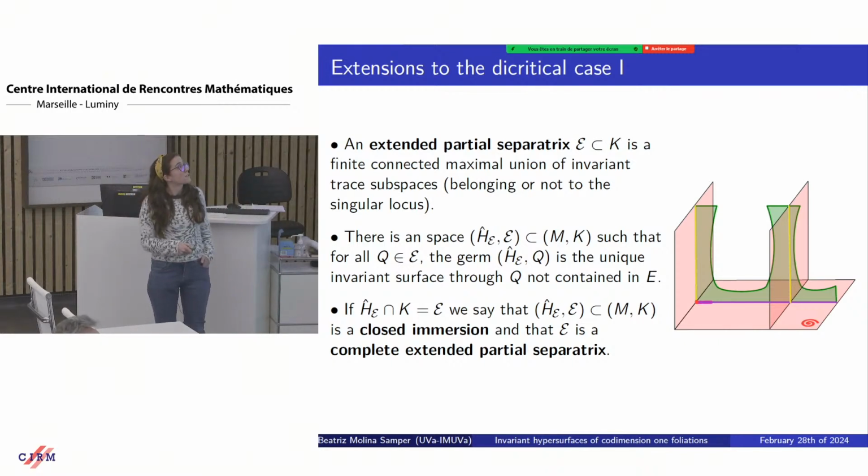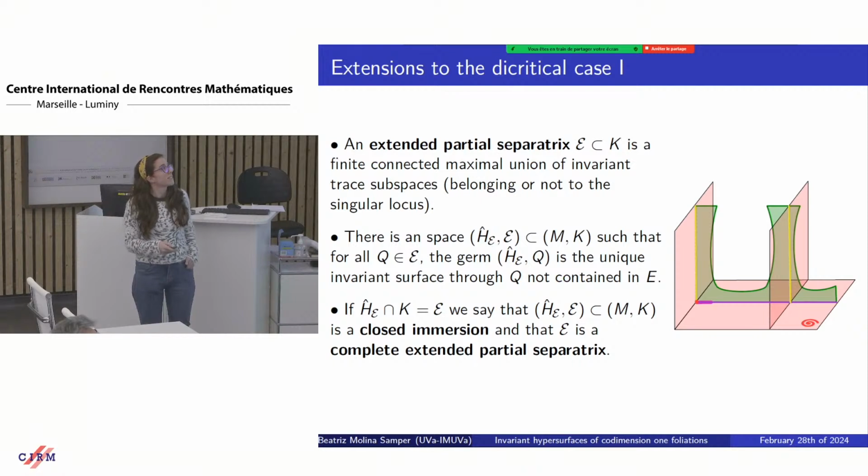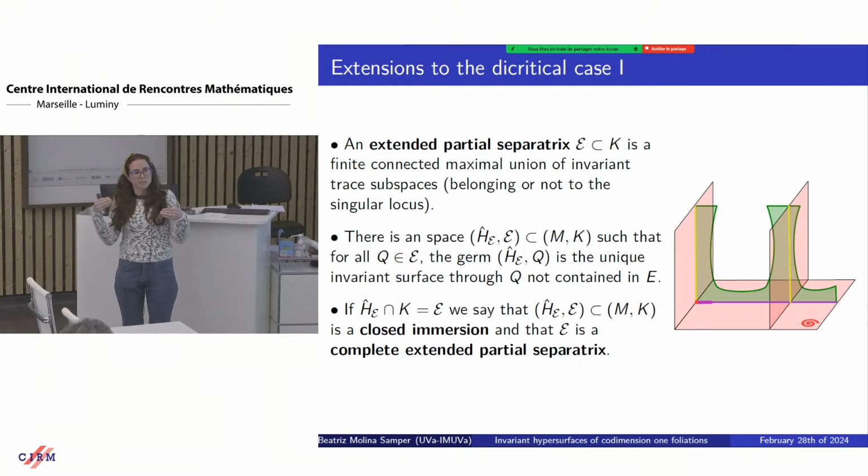Okay? So we define an extended partial separatrix as a maximal union of these trace subspaces that can be formed with singular points or also with regular points, but it must be finite. The idea is that these extended partial separatrices are going to be the natural support of a hypersurface. If I have a hypersurface for my foliation in Cn, and I assume that I have a reduction of singularities, and I look at my hypersurface after reduction of singularities, the picture that I'm going to see in the exceptional divisor is one of these extended partial separatrices.